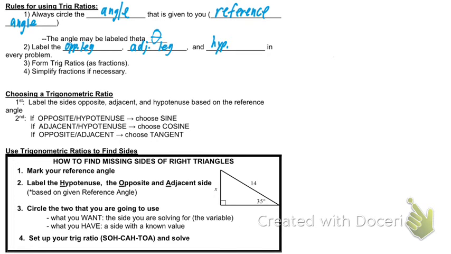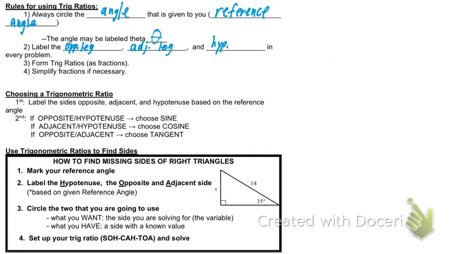We form the trig ratios as fractions. Sine of angle A is 8 over 10. Okay, we just had that. Then we simplify the fractions. Well, 8 over 10 is really equal to 4 over 5. So that's steps 3 and 4. That's how we use those trig ratios, and we just did that.